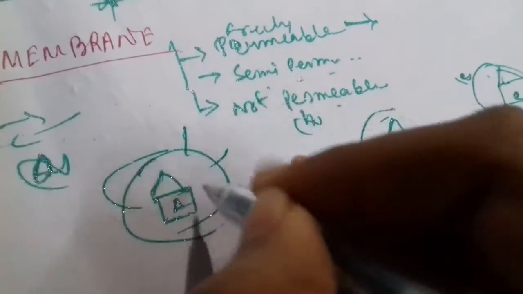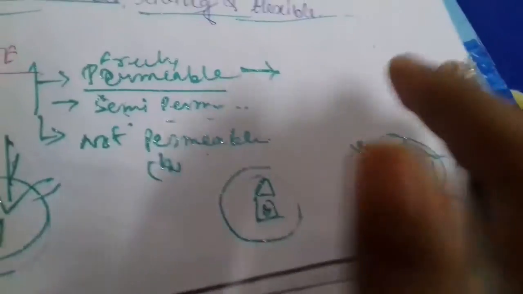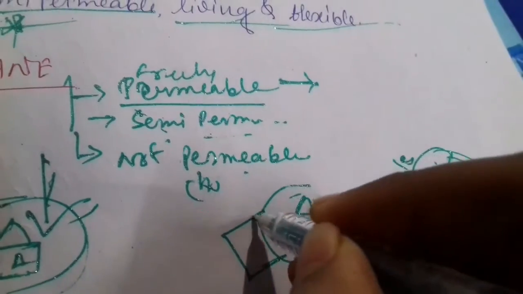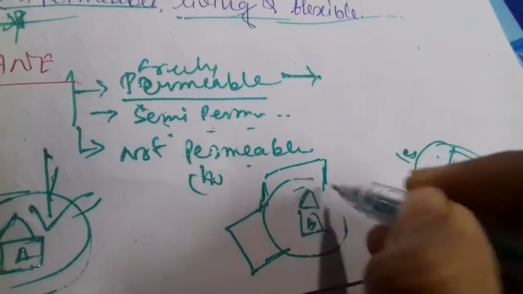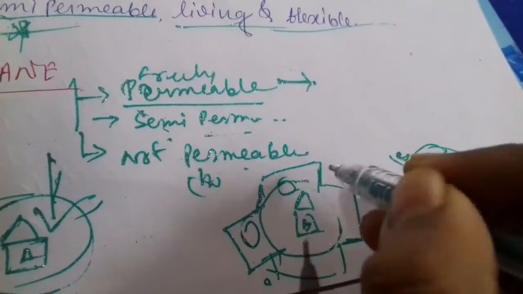It has no boundary, so anyone can come and go. It is freely permeable. Semi-permeable means it has a boundary, but some holes or pores are also there.